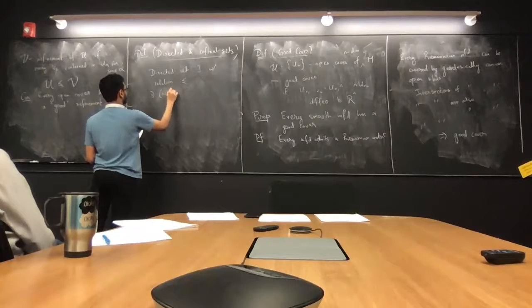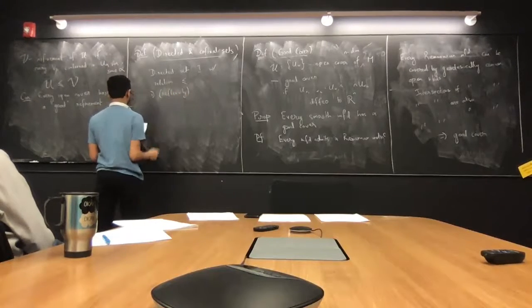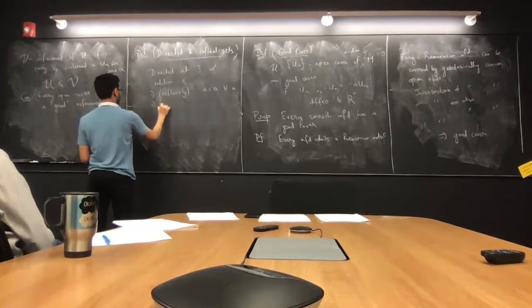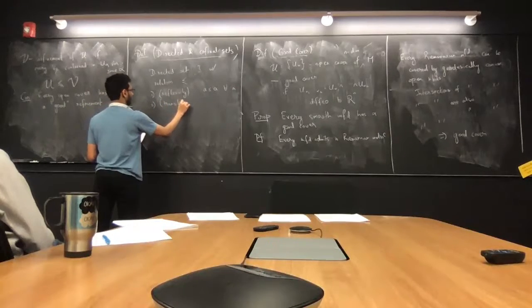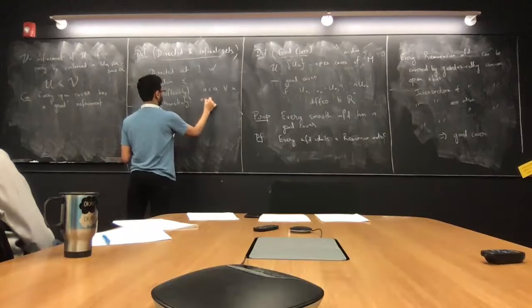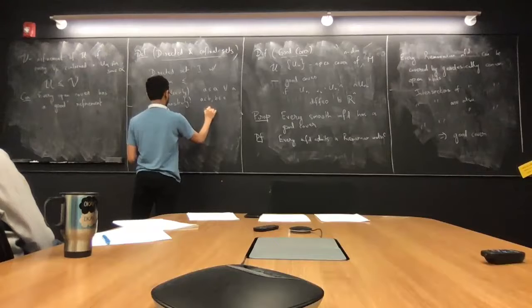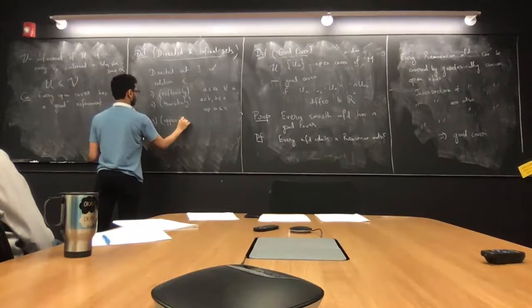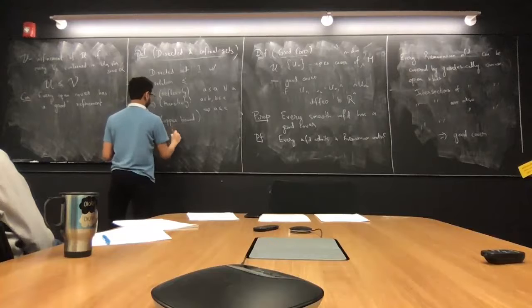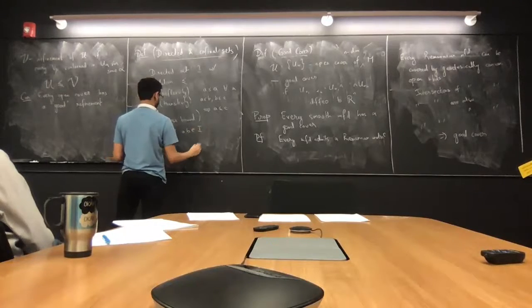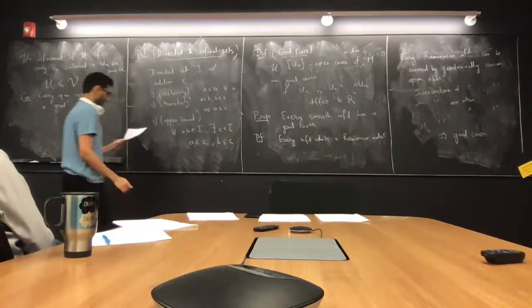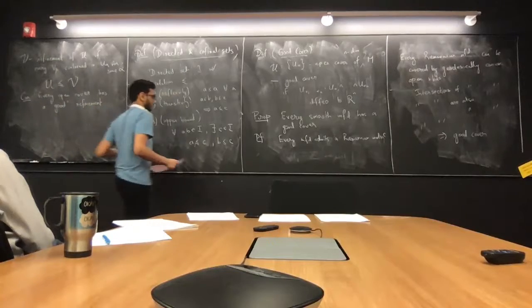You have reflexivity, i.e. A is less than or equal to A for all A. Transitivity, i.e. A less than or equal to B and B less than or equal to C implies A less than or equal to C. And finally, an upper bound, i.e. for all A, B in I, there exists a C in I such that A is less than or equal to C and B is less than or equal to C. So this is the definition of a directed set.